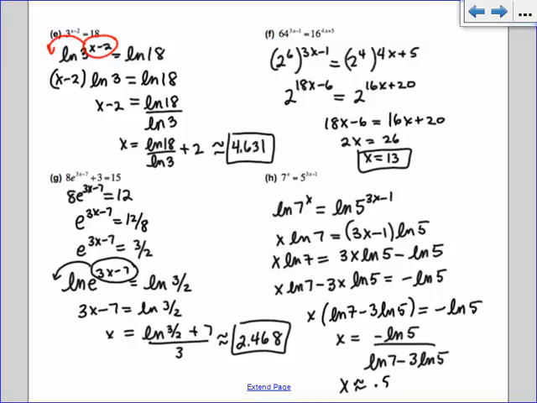Could you simplify it more? Yep, you can. I was just going to talk about that. So you get x is approximately 0.558.